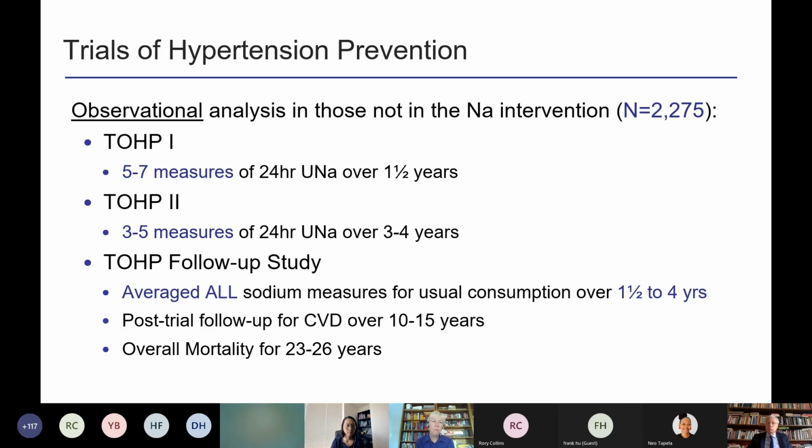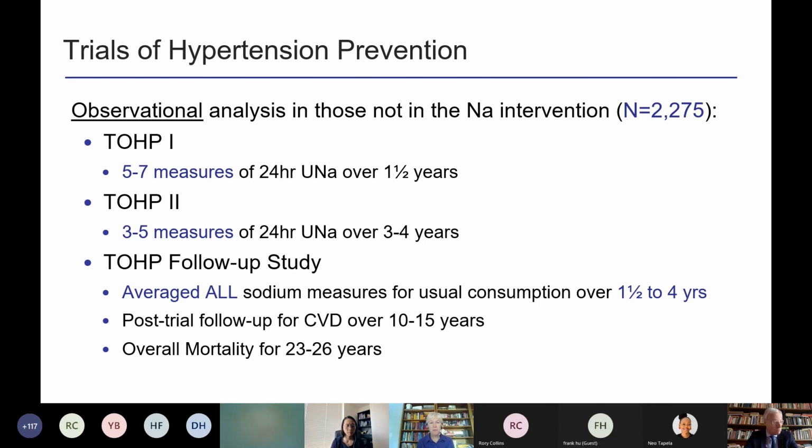So going back to TOHP, we also did an observational analysis, and those not in the sodium intervention. We felt that those in the intervention would have a short-term change in their sodium. What we're trying to get at was to capture their usual intake over a long period of time. So in TOHP 1, we had 5 to 7 measures of 24-hour excretions over a year and a half. And in TOHP 2, we had 3 to 5 measures spaced over 3 or 4 years.